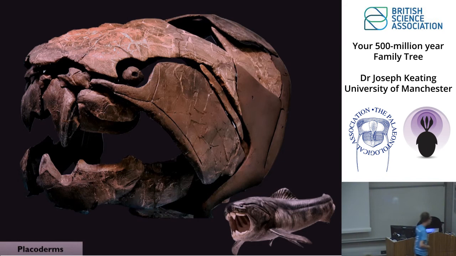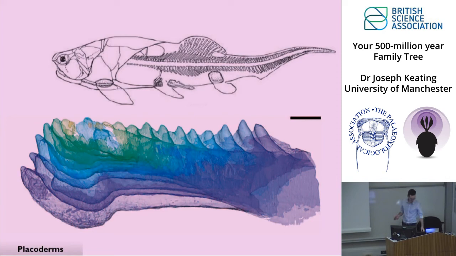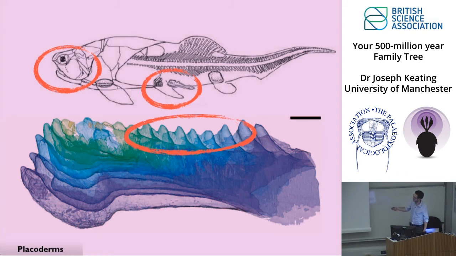So these placoderms had a number of features not found in the other fishes. They have jaws, so all the other fishes that we've talked about were jawless. These guys were the first to evolve jaws. They also have the paired pelvic fins, so these back fins, and they have teeth, this crucial characteristic of tooth replacement, allowing them to maintain sharp teeth for crunching our ancestors.